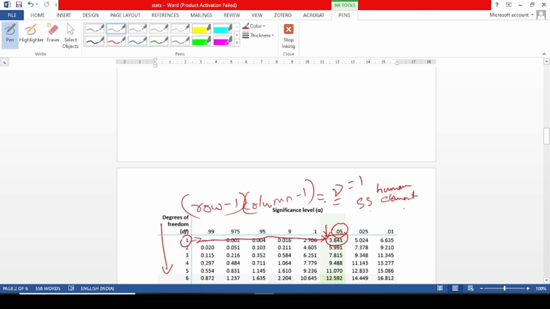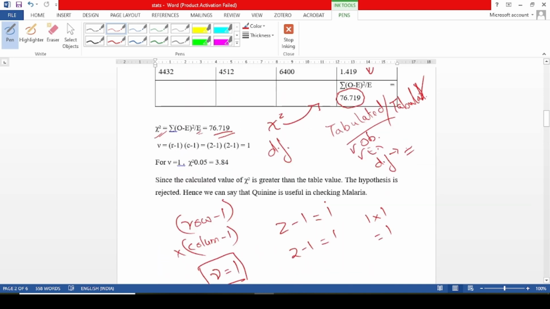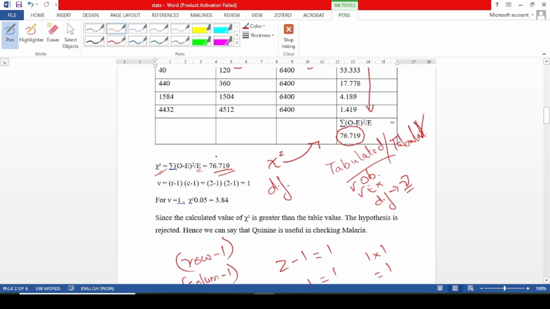As we scroll up, here you see the tabulated chi-square value at the 0.05 alpha level of significance is 3.84. And the calculated value was 76.719. Since the calculated value of chi-square is greater than the table value, the hypothesis is rejected. We can say that quinine is useful for the treatment of malaria.